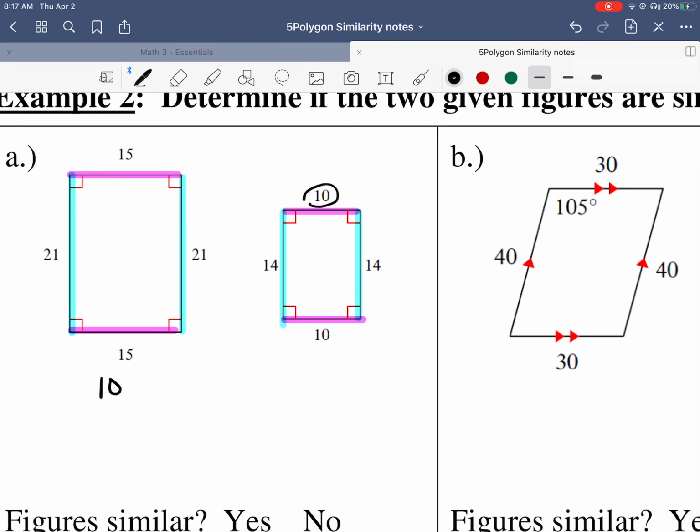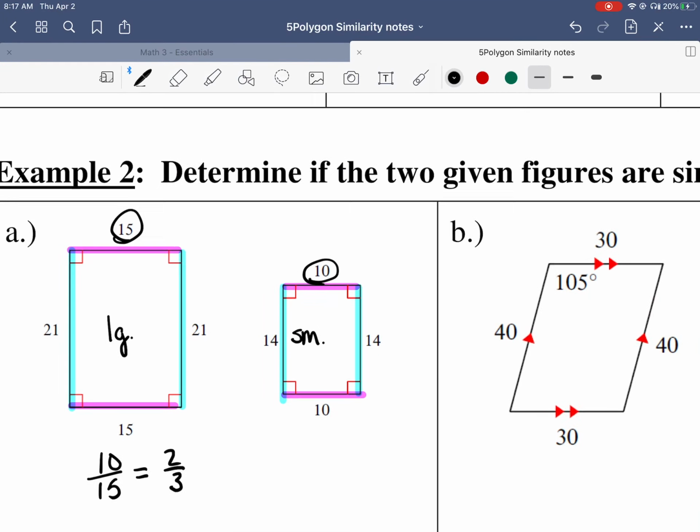So smaller over larger. So 10 over 15, if I compare those two. If I figure out what that fraction is, it's 2 over 3. If you're not comfortable with simplifying fractions, remember you can go to Desmos, and Desmos will do fractions for you. That snowman looking button on the side. I'll show you in a minute.